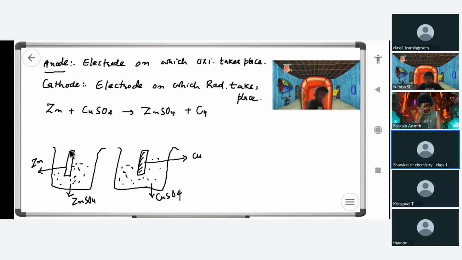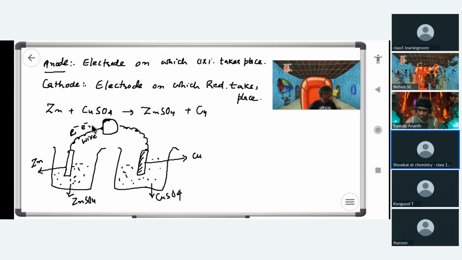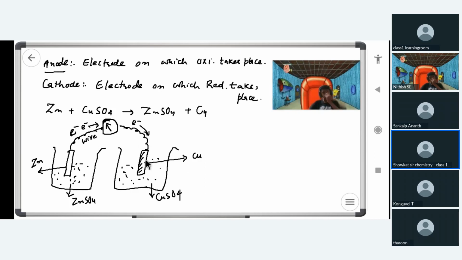Now the zinc is connected to the copper through a voltmeter, not a battery. Here you will see that zinc will lose electrons, and these electrons will flow through this metallic wire. When electrons flow from zinc towards the cathode, the copper electrode, the voltmeter will show a deflection. This deflection indicates that current is flowing. This is how current flows in this cell. The reaction is represented as zinc plus CuSO4 gives zinc sulfate plus copper. Got it now? Yes, sir.